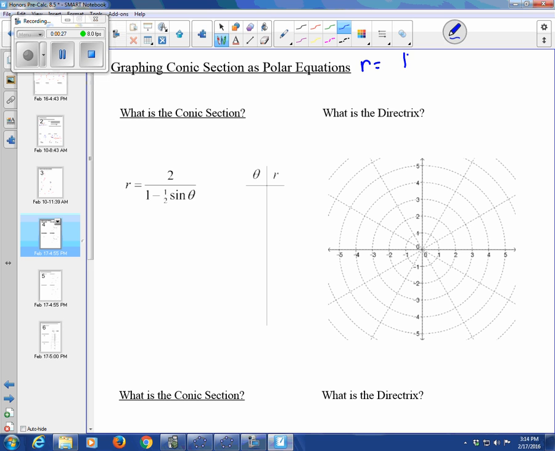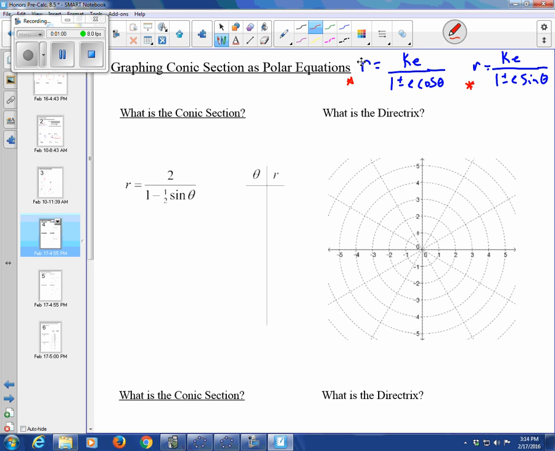r equals ke over 1 plus or minus the cosine theta, or r equals ke over 1 plus or minus the sine theta. And we said that if we saw cosine in the denominator, this was going to be a horizontally opening conic section. If we saw sine in the denominator, this was going to be a vertically opening conic section.